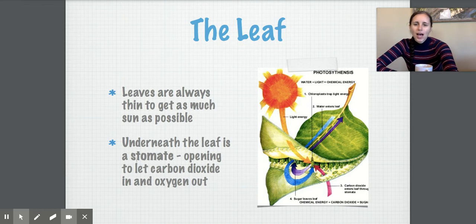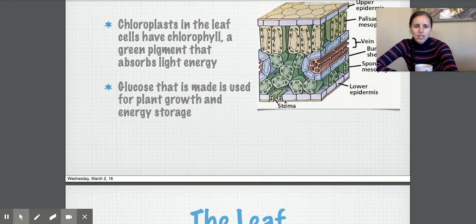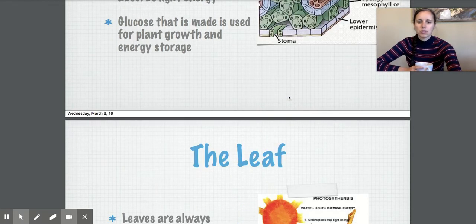Underneath the leaf, you have what we call stoma, and what they do is they're openings that let carbon dioxide in and oxygen out. So you can actually see a stoma here. It's a small opening, and that's actually going to allow the carbon dioxide required for photosynthesis to come in, and it's going to allow the oxygen that's being produced by the plant to come out.